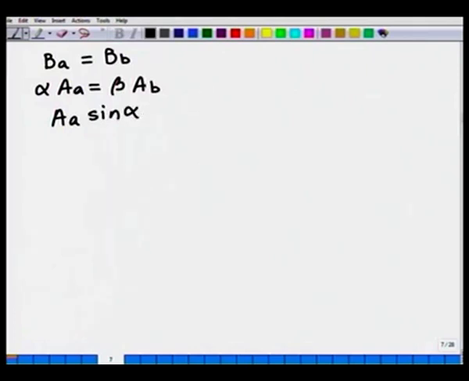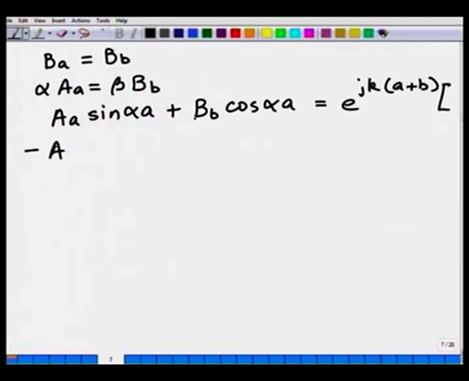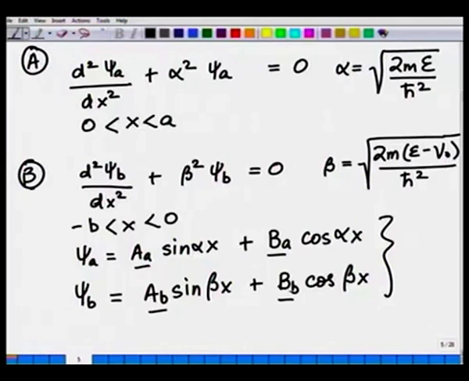A_A sin alpha A plus B_A cos alpha A is equal to e to power j k (A plus B) times A_B sin beta B plus B_B cos beta B. So, our constants are A_A, B_A, A_B, B_B. So, we are going to apply this.